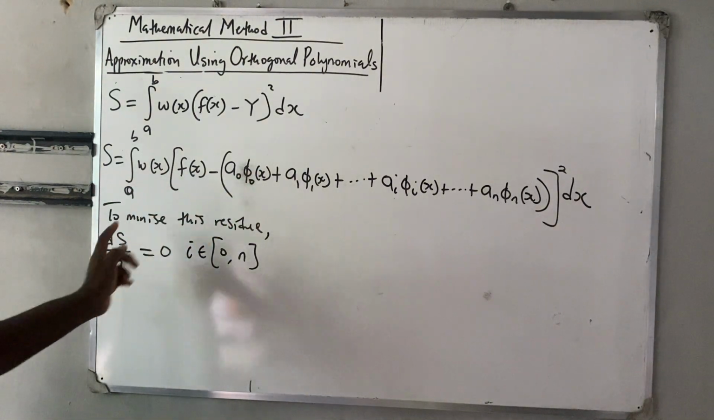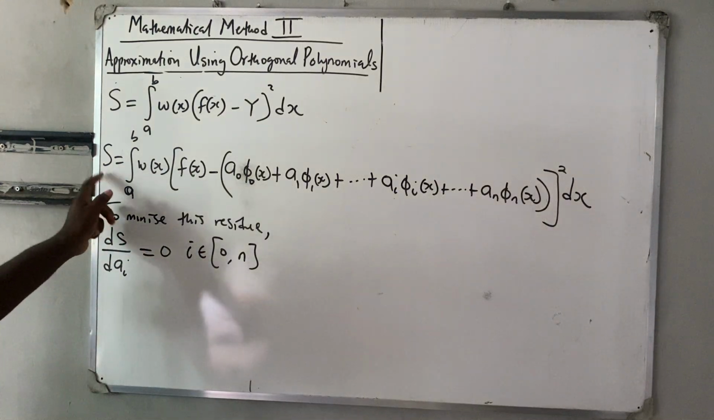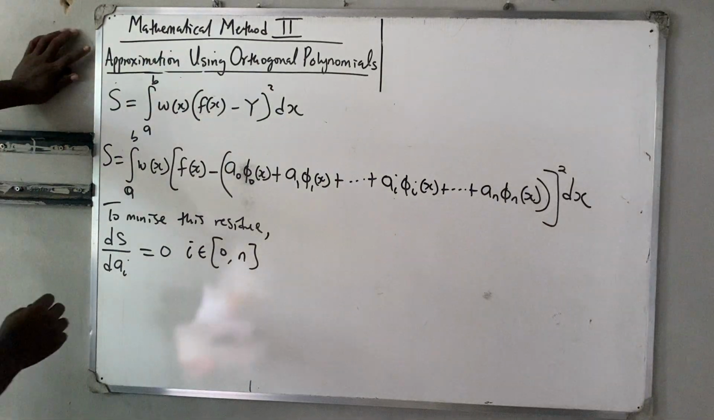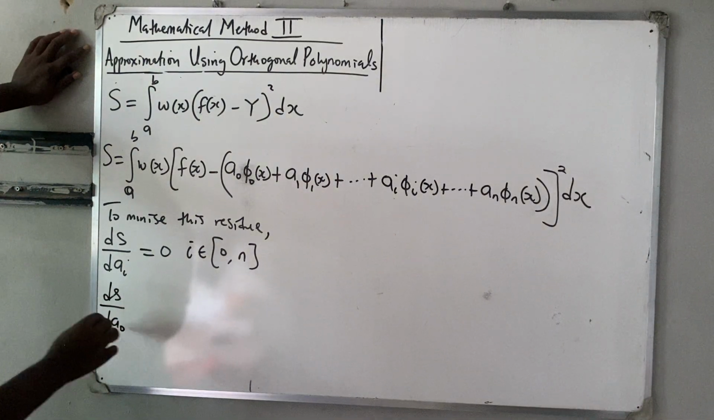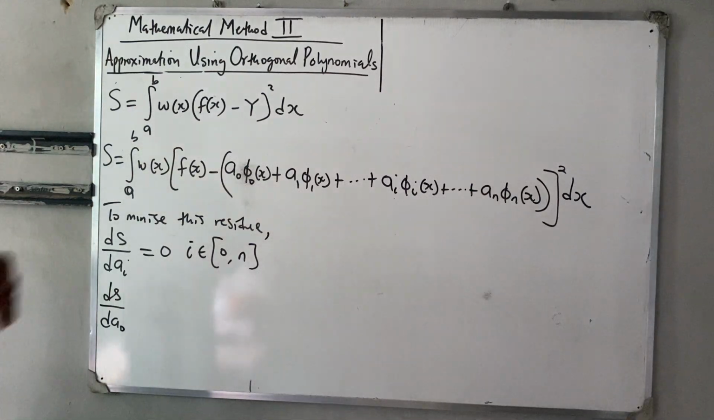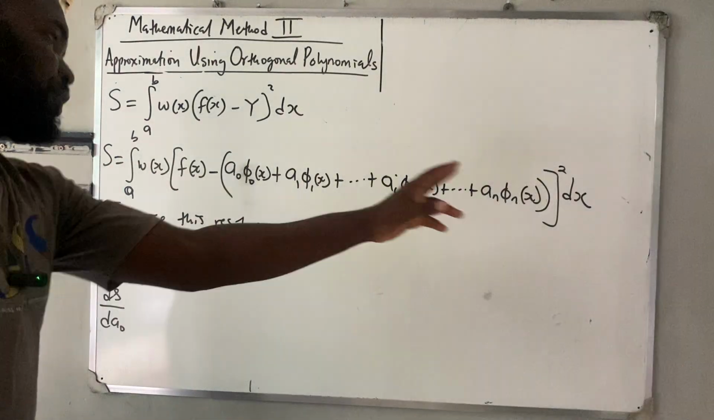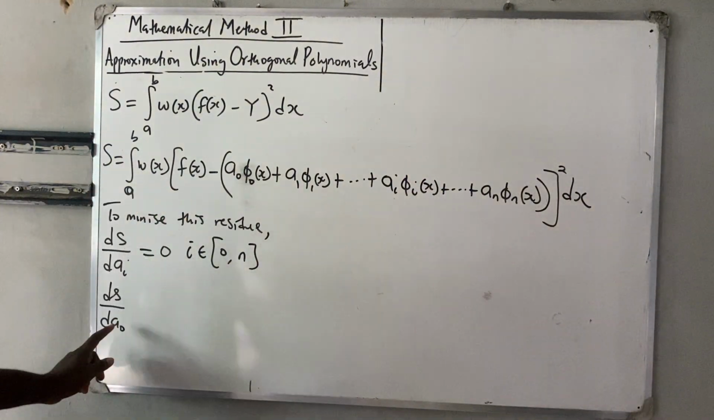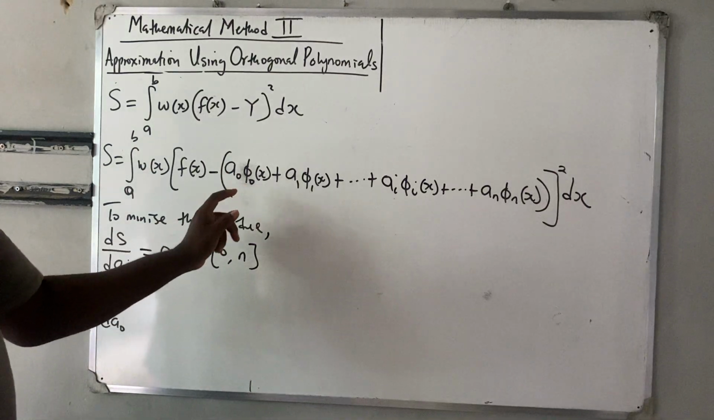So now, to minimize this, let us do that. If you differentiate S with respect to each of them, it will give us 0. So let's take the first one and see how it will look like. The S over the a naught, which means now that a naught becomes the only independent variable. The rest become constants. Remember that this one here is the dependent variable. So since a naught is in the denominator, a naught is the only independent variable.